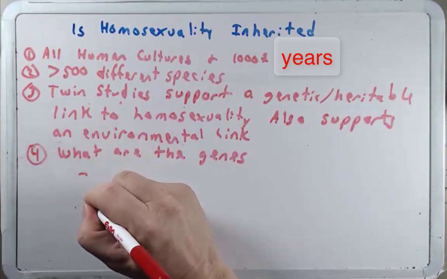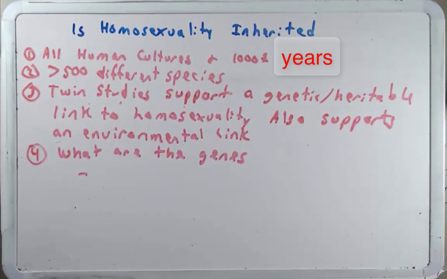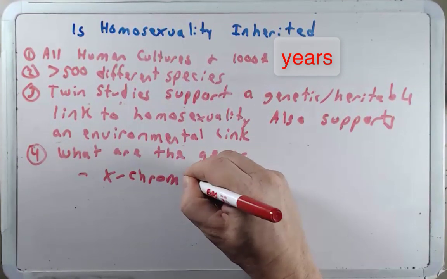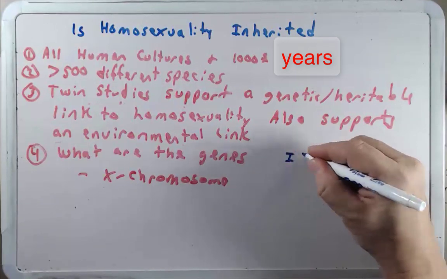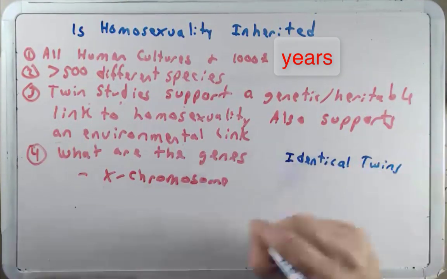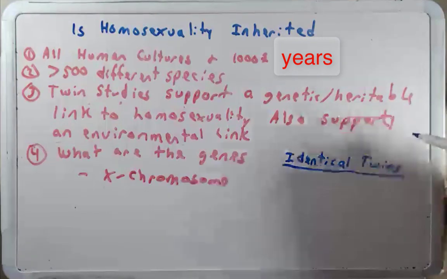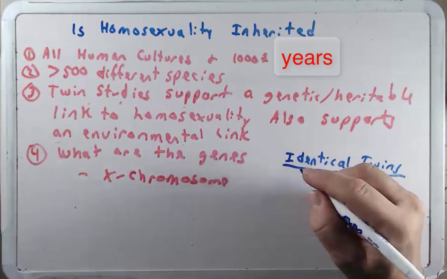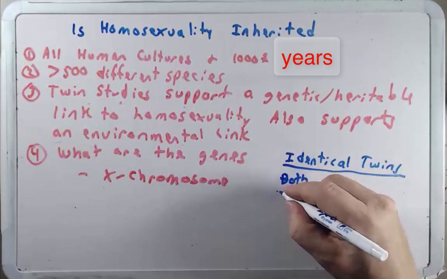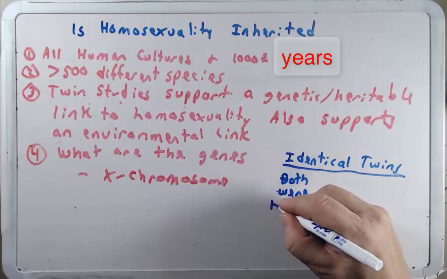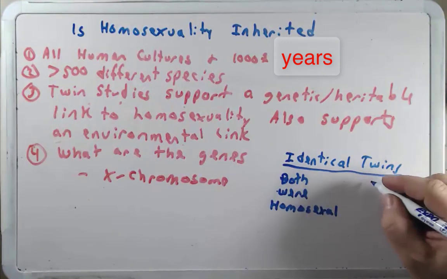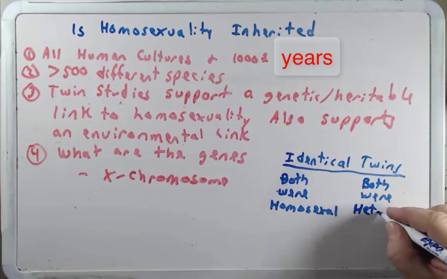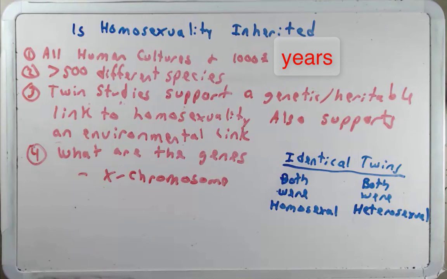Well, we've known for a few decades anyhow that there are genetic components on the X chromosome. So what they did here is they looked at identical twins. And again, we'll talk more about twin studies later on. But they looked at identical twins where both were homosexual, and they looked at identical twins where both were heterosexual. And they compared their chromosomes.